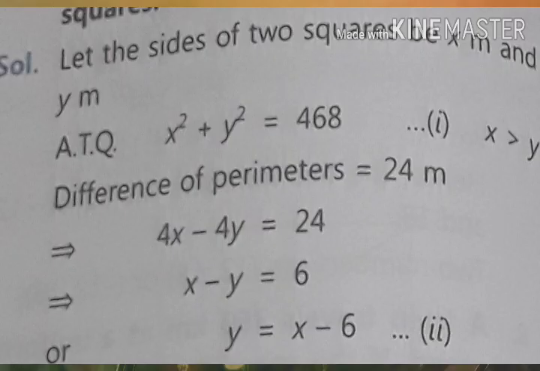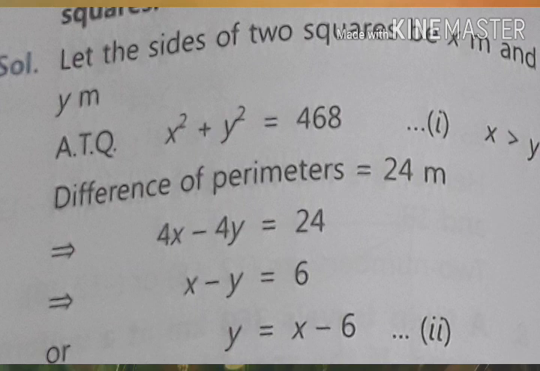So here first of all we can take, let the sides of two squares as x meter and y meter. Then sum of the areas means x square plus y square. Area of a square is side into side, that means side square. So here x square plus y square equal 468. Then we can decide which will be greater and which will be smaller. So here I select x. The square with the side x is larger than the other.